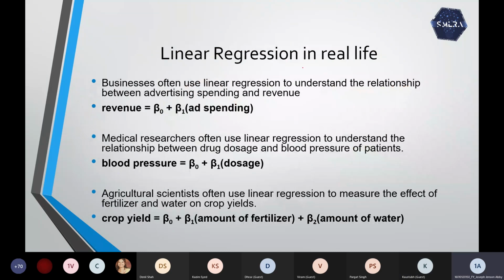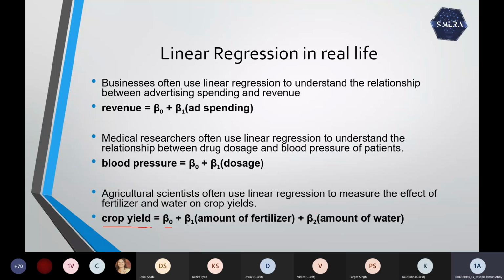So where do we use linear regression in real life? I already gave the example. Agricultural scientists use linear regression to measure the effect of fertilizer and water. Say crop yield is equal to B0 plus B1 times the amount of fertilizer plus B2 times the amount of water. So if you adjust the value of fertilizer and water, you will get different crop yields, correct?